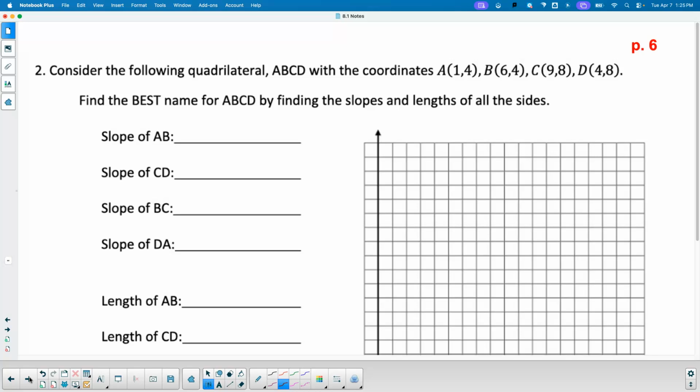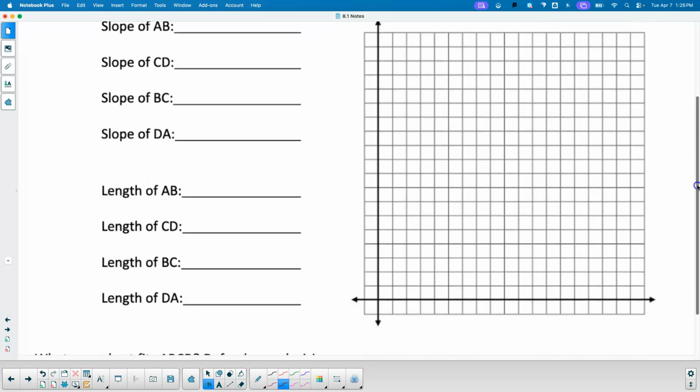Consider the following quadrilateral ABCD with those 4 coordinates. Find the best name for it. So that means you're going to have to find the slopes, and you're going to have to find the lengths, and you're going to have to do all of that fun stuff. I'll give you a few minutes to get that completed right now.